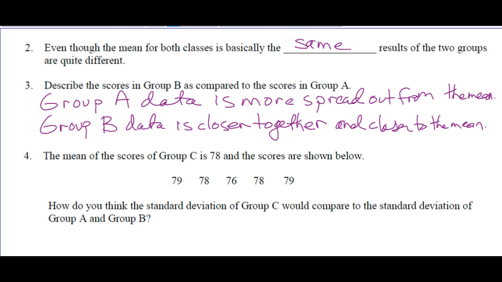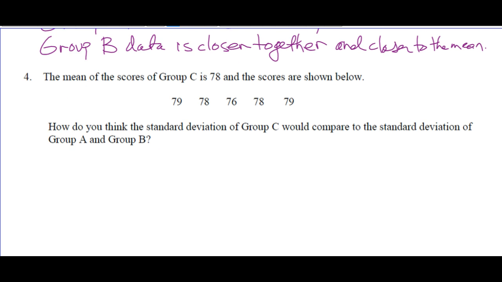The mean of the scores of Group C is 78, and the scores are shown below. How do you think the standard deviation of Group C would compare to Group A and B? So, same mean. What's our standard deviation going to be compared to A and B? Probably closer than both of them. Yeah, smaller, right? Because those numbers are all, like, there's really not much, right? What's the biggest deviation? Like 2, right? 76 is 2 units away from the mean.